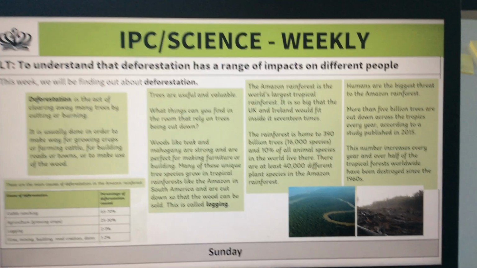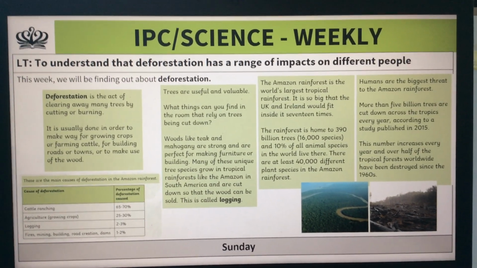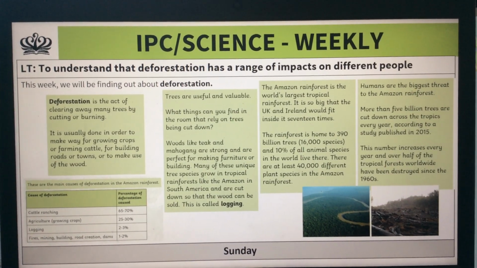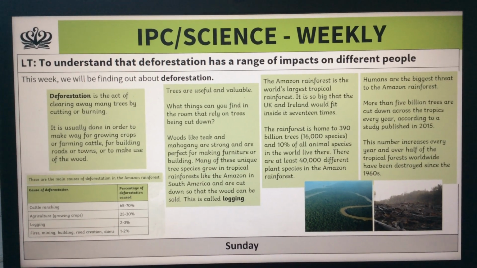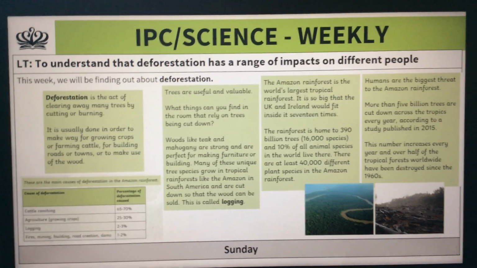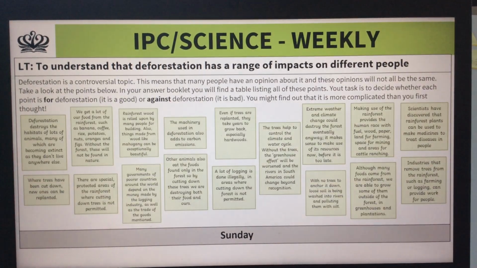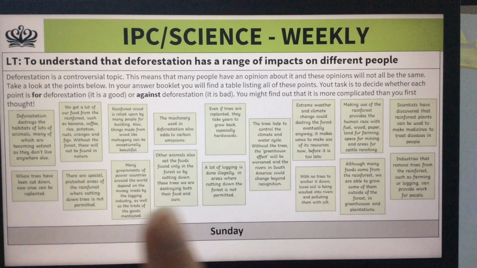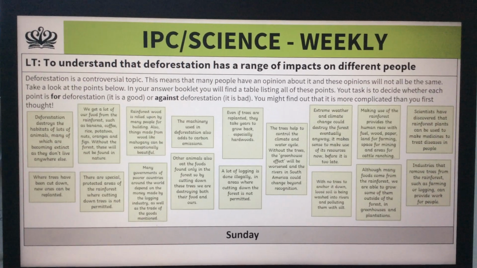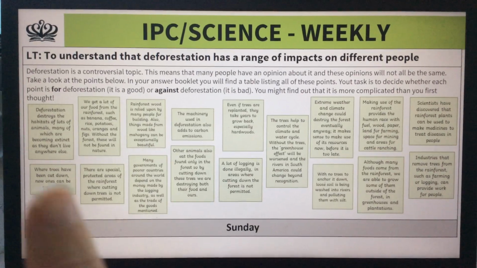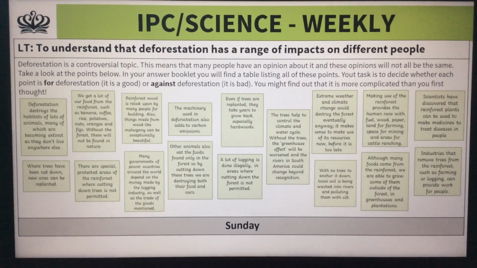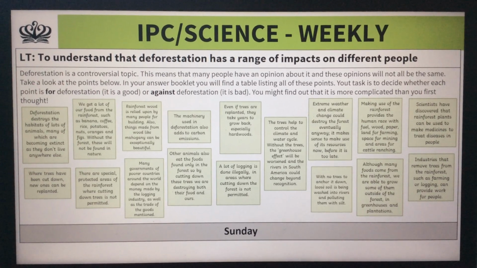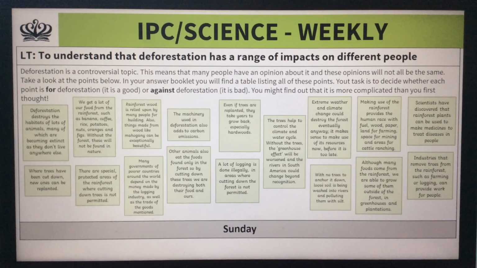It's a bit of a summary about deforestation. If you want to read more about it, then you are welcome to do it. You might have books or things like that at home, but this is a really good summary of deforestation. Now what you have here is lots of different points about deforestation. It says at the top here, deforestation is a controversial topic. This means that many people have an opinion about it, and these opinions will not all be the same.